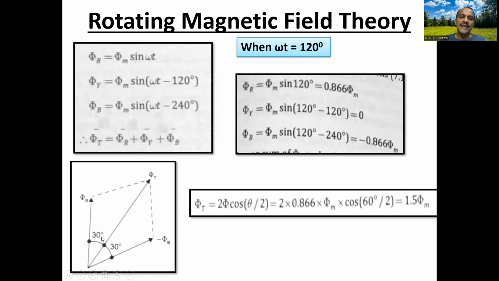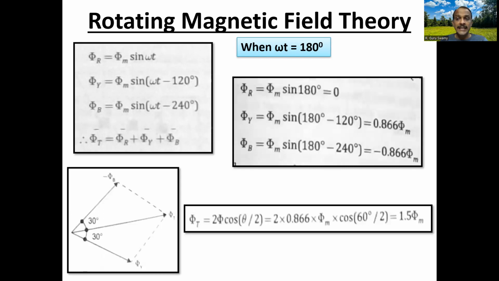You can see the phasor diagram. The first one was like this, the second one was like this, the third one moved away, and now we are going with the fourth one, which is 180 degrees. Whenever omega t is 180 degrees, sine 180, sine 180 minus 120, sine 180 minus 240, sine n pi is equal to 0. This is a positive value, this is a negative value. The vector equivalent of these two values is 1.5 times phi m.